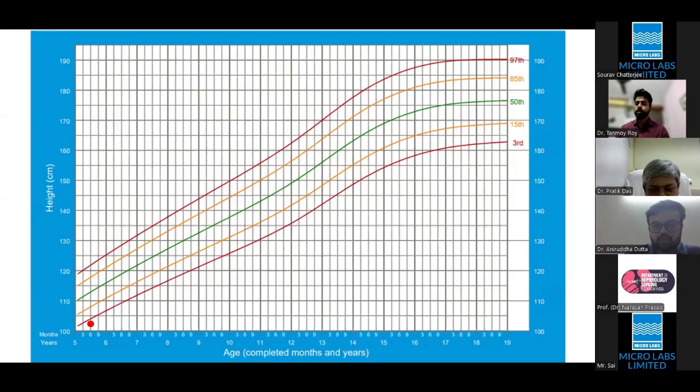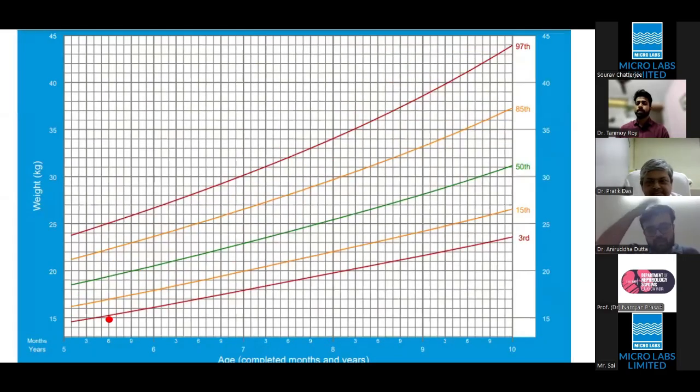Okay, go ahead. This is the weight for age chart. We have plotted according to the weight. So weight is also below the third percentile. Okay, so what is your impression? Both height is below the third percentile, and weight for age is also very less, sir.